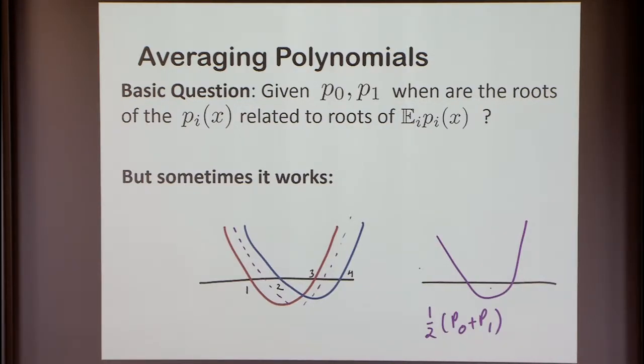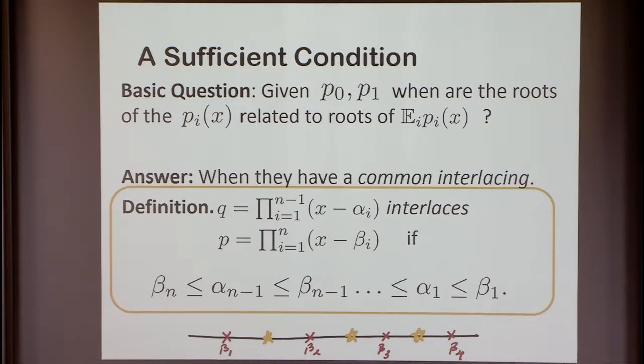The main concept in this proof is that there's a sufficient condition that tells you when this happens. If you have some polynomials that you want to average, and you want to say the roots of the average are in the convex hulls of the roots of the individual polynomials, there's a nice sufficient condition, and the condition is called common interlacing.